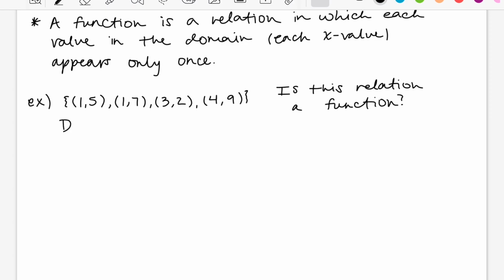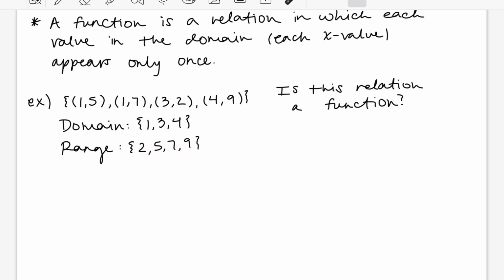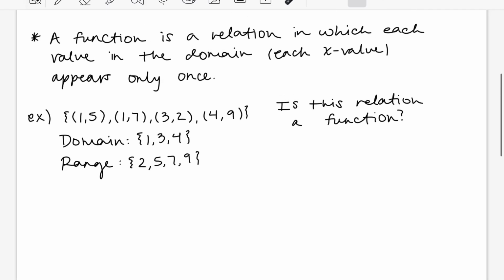So just note here, our domain is going to be all of our x values, right? So we have 1, 3, and 4. And our range is all of our y values. So we have 2, 5, 7, and 9. And we do want to list them in increasing order. And just by our definition of a function, we know that this relation here is not a function because these x values are repeated. Okay? So this one is not a function.